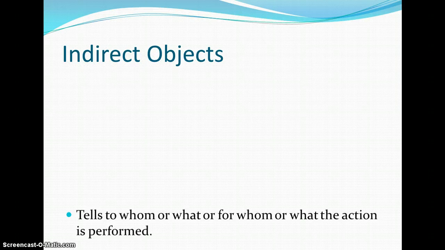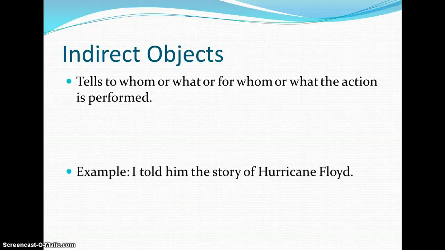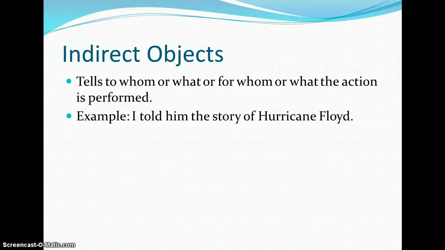Now with indirect objects, it tells to whom or what, or for whom or what, the action is performed. Sounds like a direct object, but let's take a look. I told him the story of Hurricane Floyd. Subject is I. What did I do? I told. What did I tell? A story. To whom did I tell the story? Him. Him is our object pronoun.